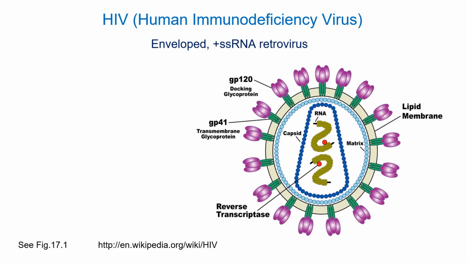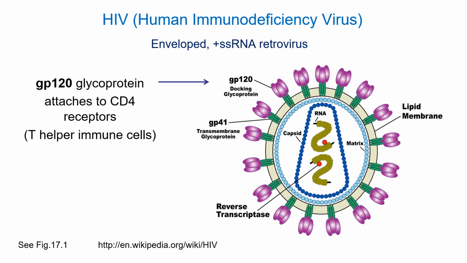So let's go back to the HIV virus. Here it is. We talked about it before, way back in topic 6 when we were talking about viruses. Remember, the HIV virus has these things here, GP120 and GP41. These are glycoproteins. GP120 right here is a docking protein, so it actually attaches to receptors on T helper immune cells. These T helper immune cells activate other immune cells as a part of the adaptive immune response. And they have receptors, and these receptors are called CD4 receptors right here.